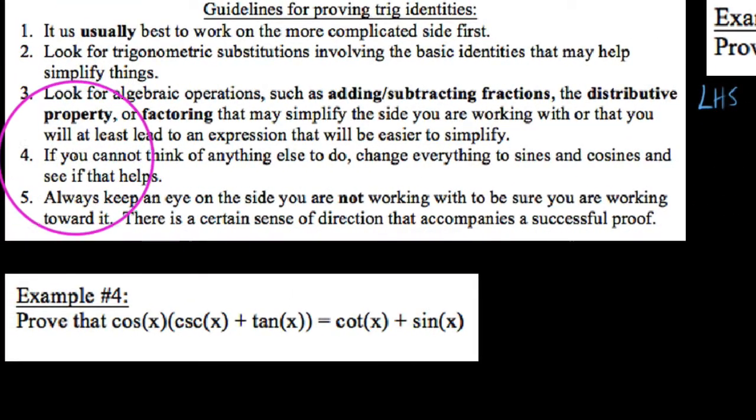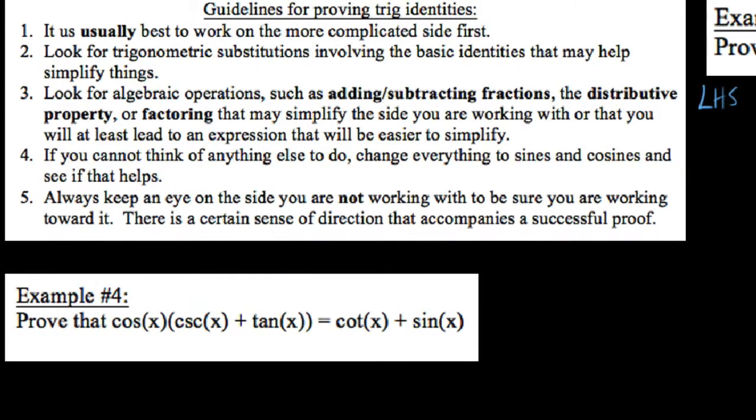A few things very quickly before we go back up to example number 3 and finish. Number 4: if there's ever a time you can't think of what to do, everything can be rewritten as sines and cosines. For example, tangent is sine over cosine, and secant is 1 over cosine. Basically, you could change it in terms of sines and cosines. And last but not least, number 5 says always keep an eye on the side that you're not working with, to be sure that you're working toward it.